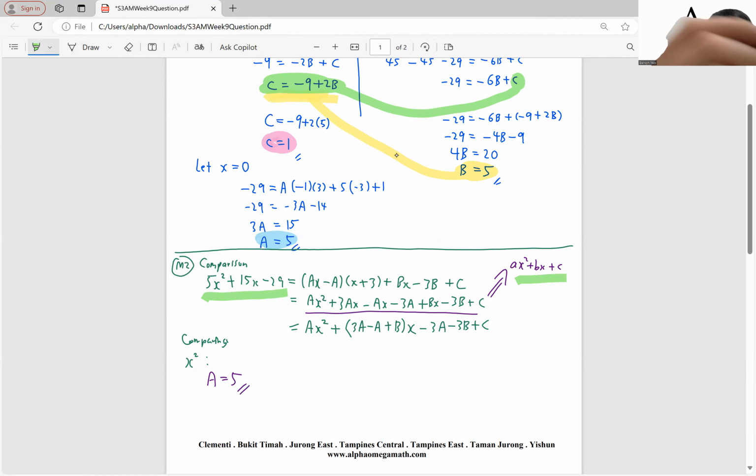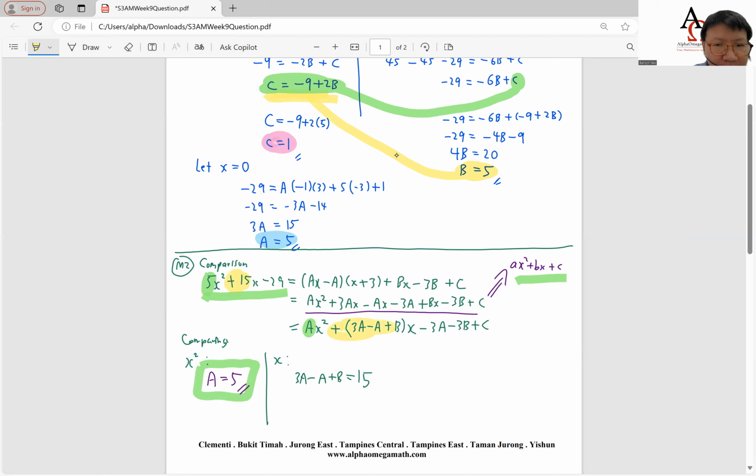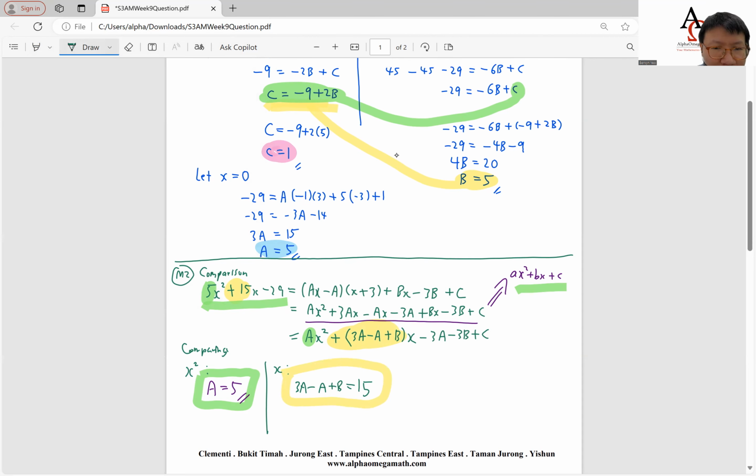Now next we will go on to compare our x term. So comparing our x term, we can see that 3a minus a plus b equals to 15. All right. And we got that by comparing positive 15 with this term over here. Okay, that's how we got this. And now we know what a is, right? A is simply 5. So here will be 2a. So it's 2 times 5 plus b equals to 15. So if we were to expand this, we will simply get b equals to 5 as well.